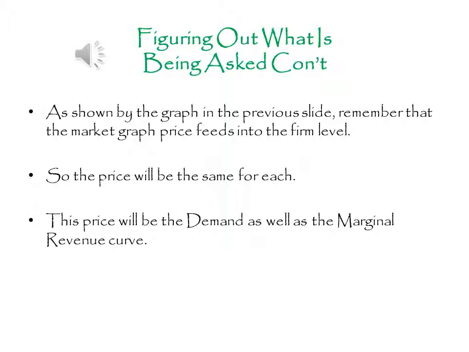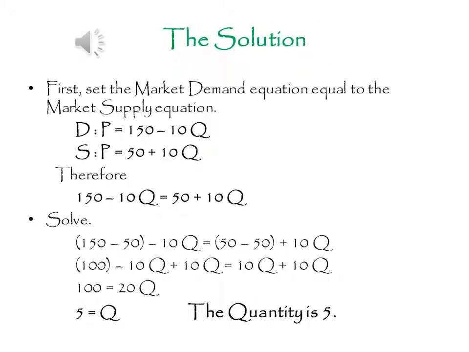Anyways, the price will be the same for both the perfectly competitive market and firm graphs. This price will be the same for each. It will be the demand as well as the marginal revenue curve. Now that we know what we're being asked, we can find the solution.